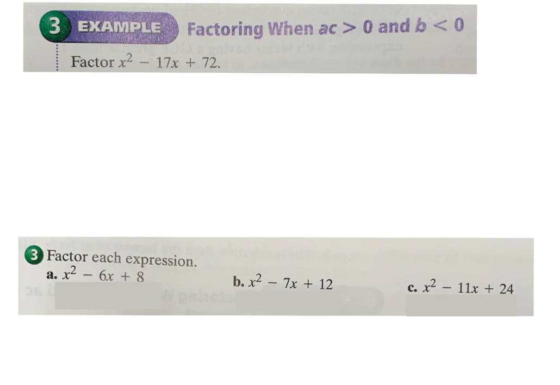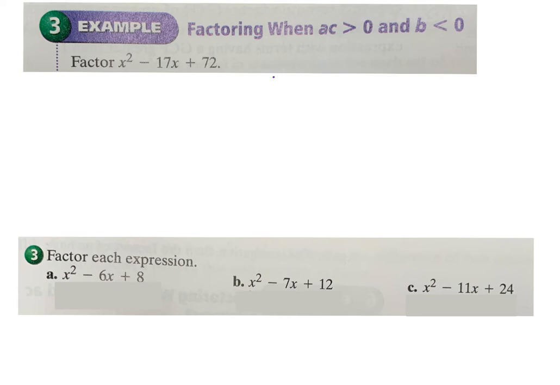You'll notice the only difference on this one is your middle term is negative. So I still have to multiply two numbers to get a positive number at the end, but now when I add two numbers, I'm getting a negative. So that means that both of them are negative in this case. I'm still going to look at my factors of 72 that add up to 17, all right?